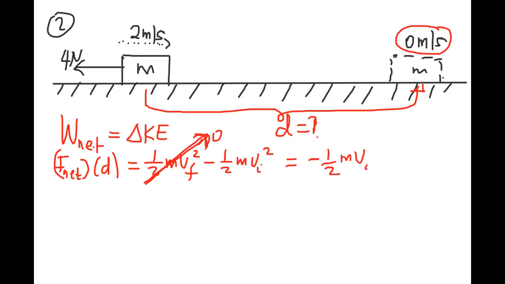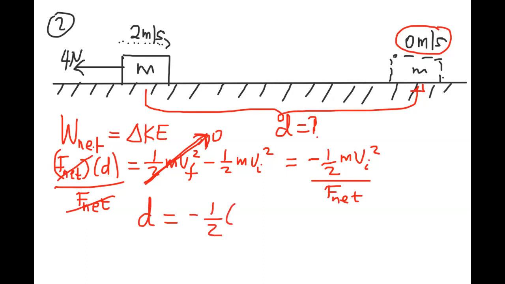Then you remain with minus 1/2 mv initial squared. Now to find the distance, you divide both sides by F net. This cancels with that. You end up with distance equal to minus 1/2 times the mass. I should have given you the mass. The mass of the object is 2 kilograms, otherwise we can't solve the problem. This time around I want to keep the units.